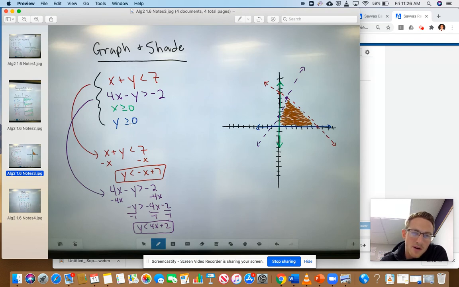And then y is greater than or equal to 0. So on the y-axis, we're finding 0. Y is still 0 over here. Y is still 0 over here. The x's are changing, not the y value. Y is still 0. And it's a solid line, and we're shading above it. So where do all these 4 lines kind of meet? We would just shade in the middle right here.